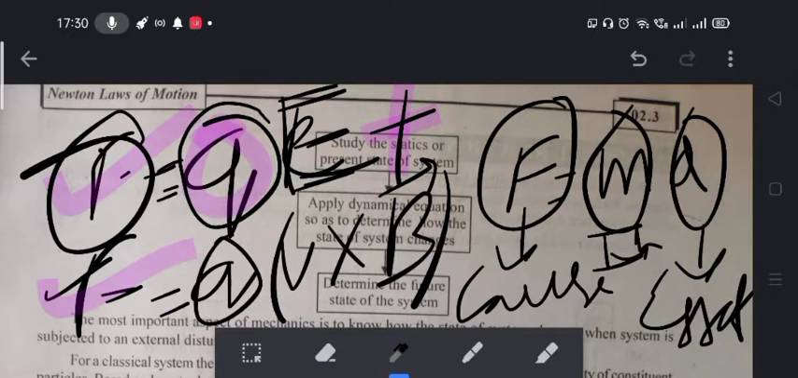Okay, so this concept of force can also be applied in different cases, and it has a different meaning for different cases.